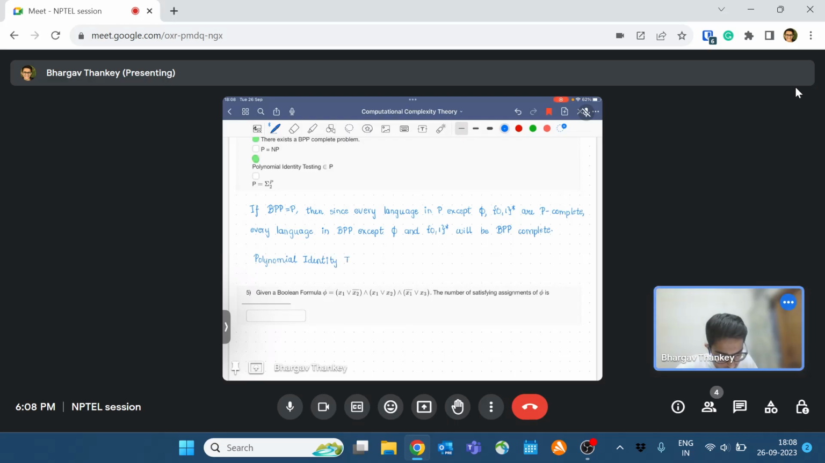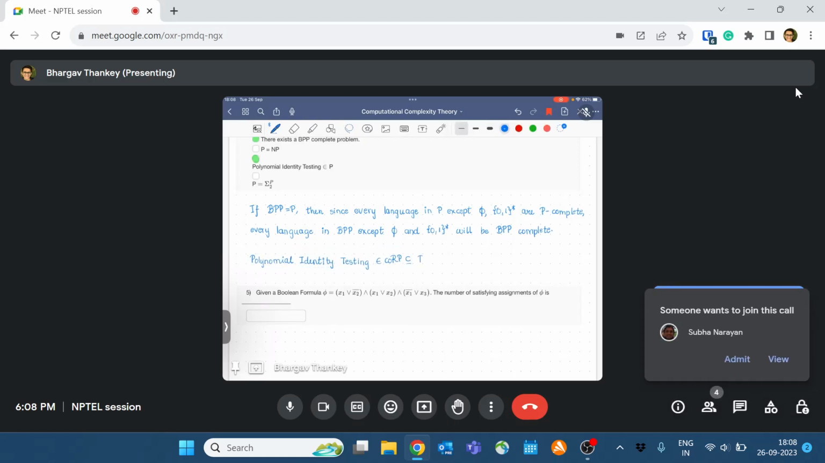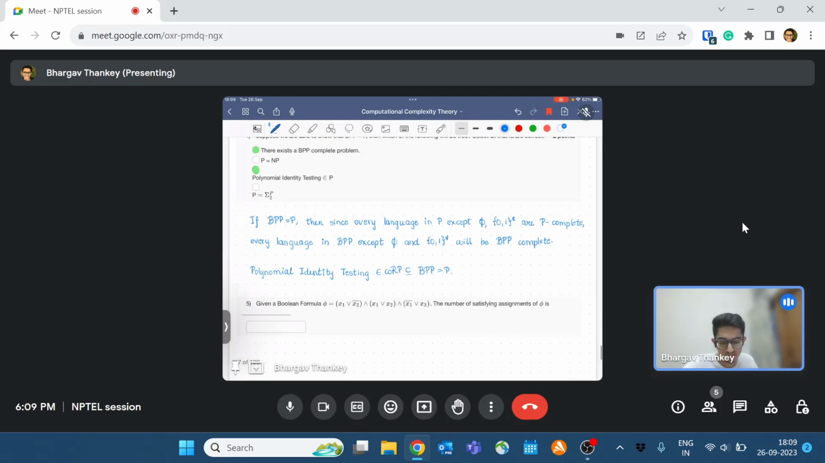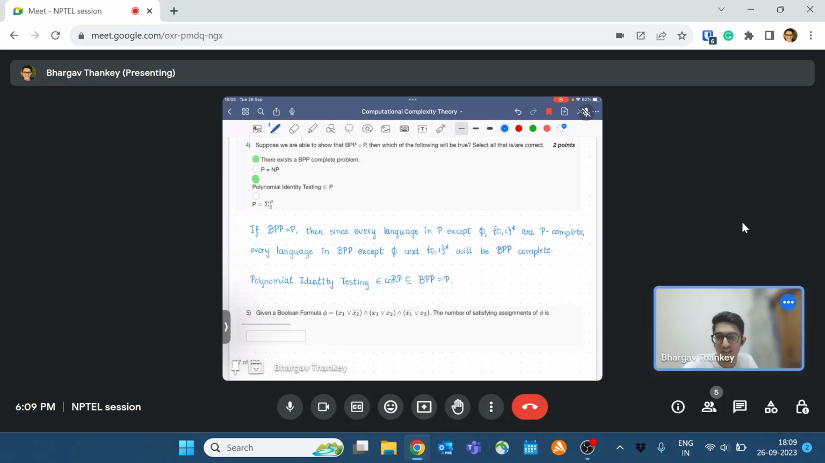Yeah, so we know this, right? Polynomial identity testing is in coRP, and coRP is contained in BPP, which equals P. So C is also true. And we can't say anything about A and D because we don't know anything about P versus NP and P versus Sigma 2 P, right?